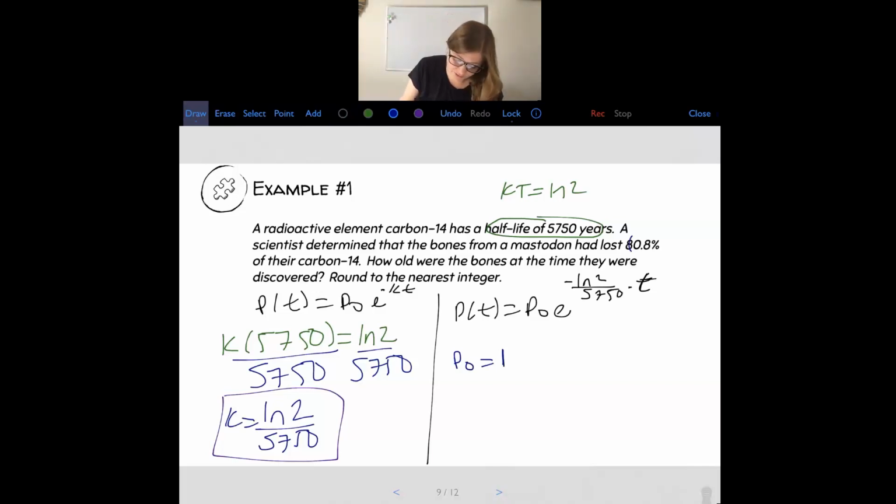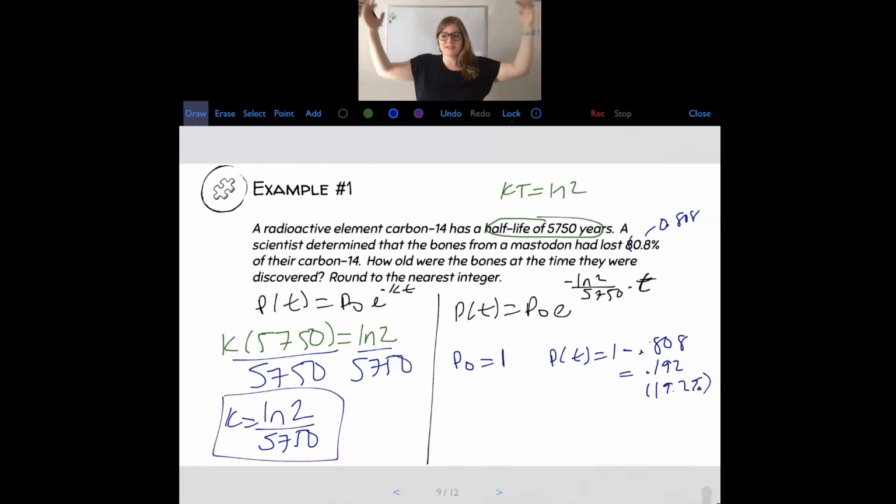So after we don't know how long, that's what we're trying to find, so we're solving for t, but we know that P of t is 1 minus 80.8%, or 0.808. Okay, so if it's lost 80.8%, if we take 1 minus 0.808, it gives us 0.192. That's 19.2%. So if it's lost 80.8%, that means that 19.2% is remaining, and that's the amount that we're actually going to need in our equation.